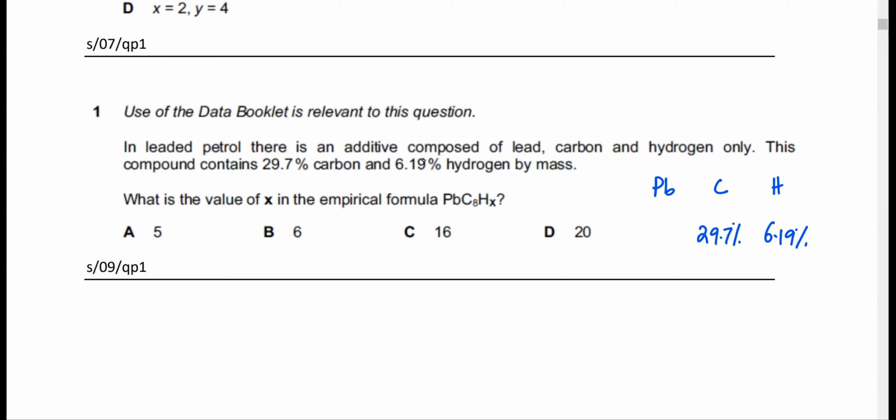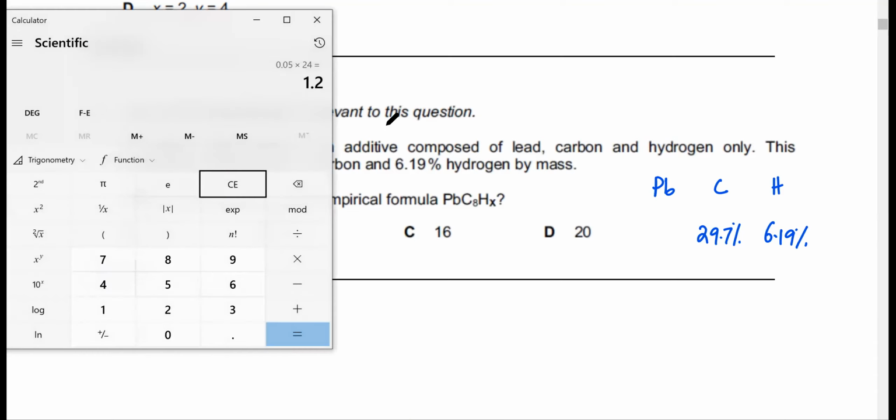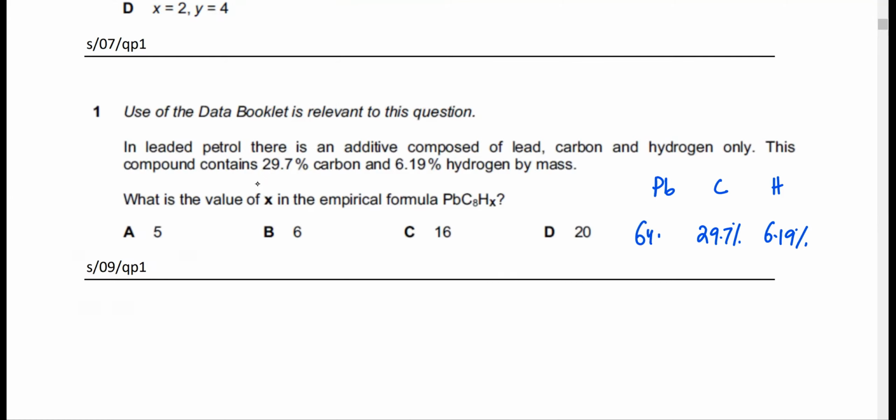So can anyone tell me how much lead it has? All of them together would be 100%. So what you're going to do is take 100 and subtract 29.7 and 6.19 from it. 64.11. Okay, so you're getting 64.11, right?